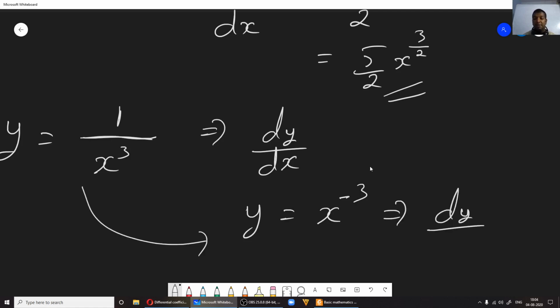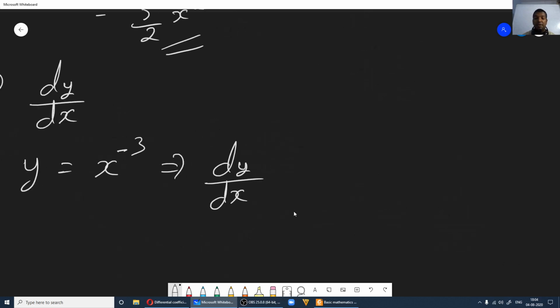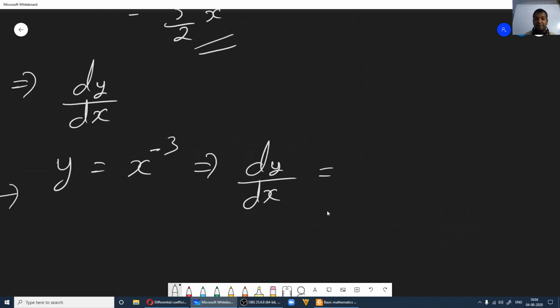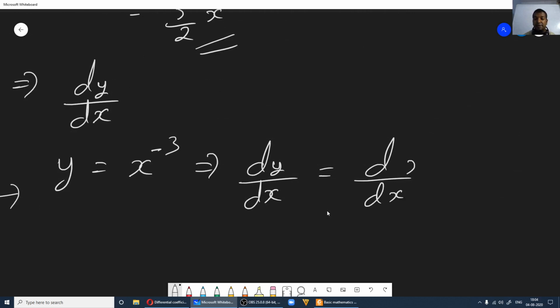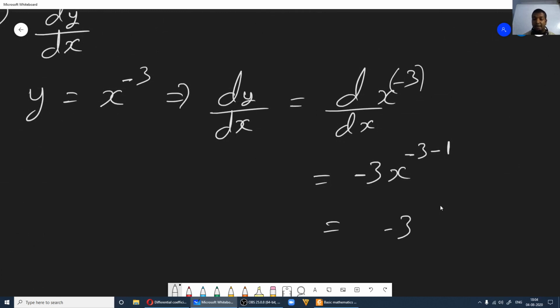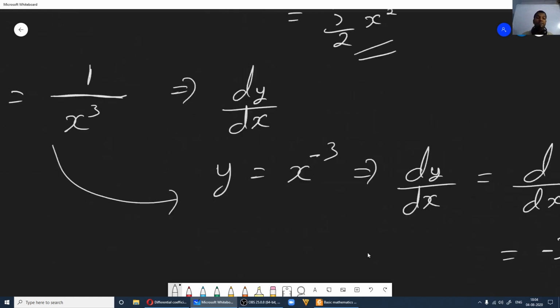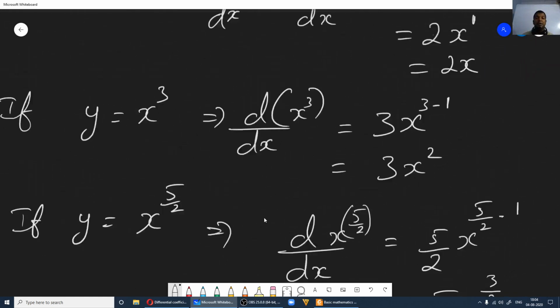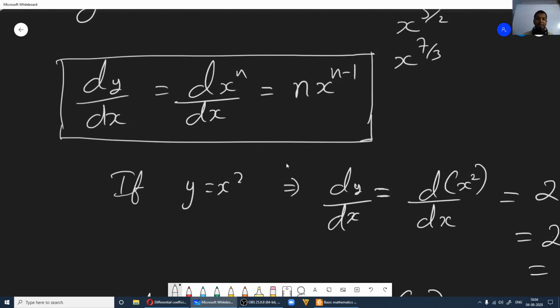So dy by dx will be equal to d by dx of x power minus 3. Treat this minus 3 as n, so minus 3 x power n minus 1, so minus 3 minus 1. This would be minus 3 x power minus 4. You can write it as minus 3 divided by x power 4 also, both mean the same thing. Now this formula, you need to remember it, as we'll use it many times.